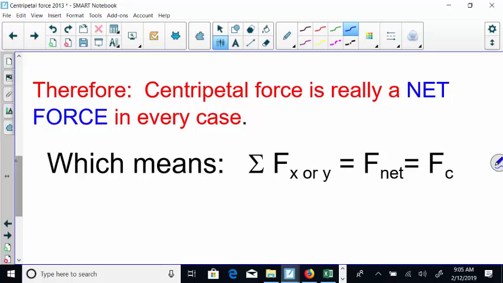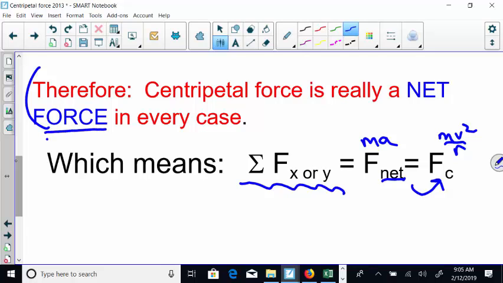So we're not going to get into this today, but when we start applying this force, which is really where the fun begins, the sum of our forces is going to equal our net force, which in all of our last problems we have been putting as MA. Well, if an object is going around a circle, that net force is really the centripetal force, so that becomes mv squared over r. And we will do more of that type of thing on Wednesday. So just be aware that the centripetal force is really the net force in every case.